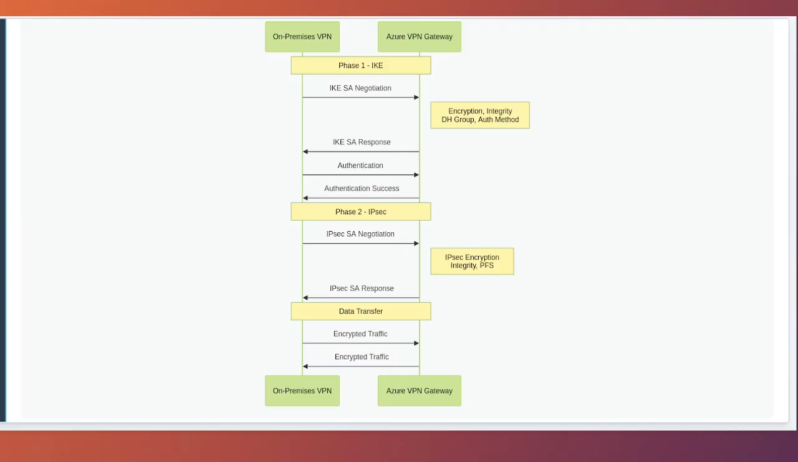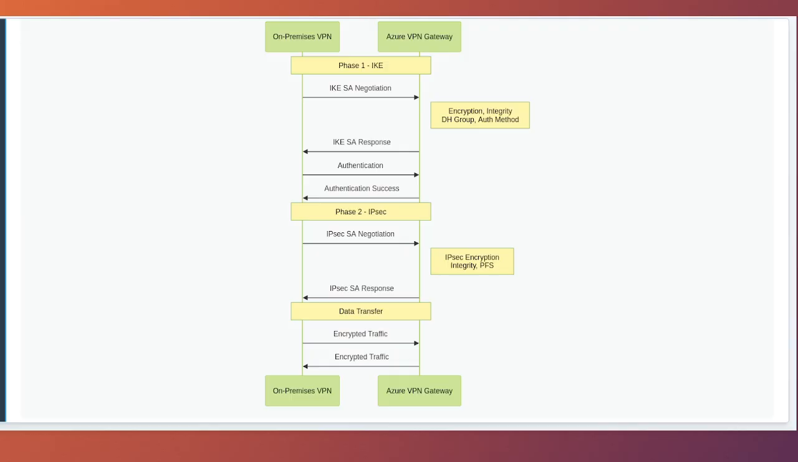Phase 2 then begins with IPsec-SA negotiation, where the actual encryption parameters for data traffic are agreed upon, including encryption and integrity algorithms for IPsec. Finally, data encryption commences with all traffic flowing through the encrypted IPsec tunnel using the negotiated parameters.